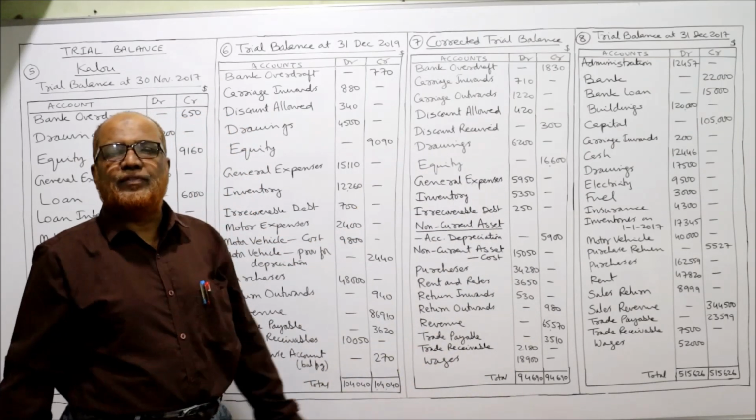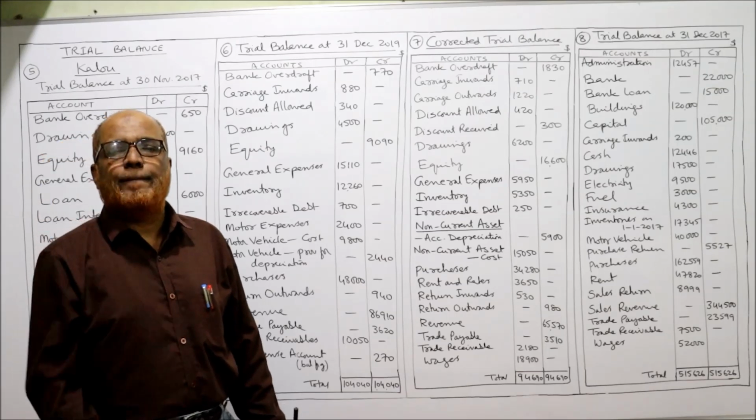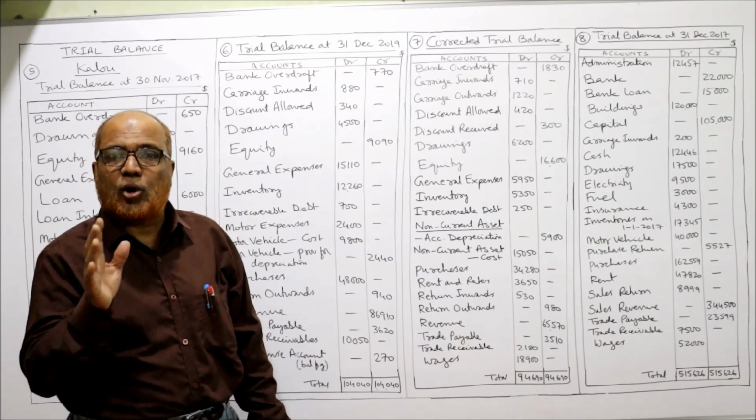Irrecoverable debt 250. Irrecoverable debt is a loss. It should be debited. But by mistake in the draft trial balance, it is taken on the credit side. Mistake. Wrong.